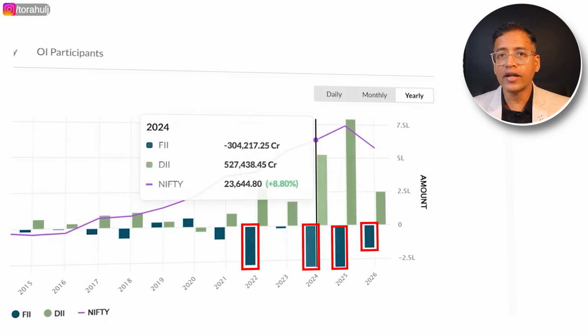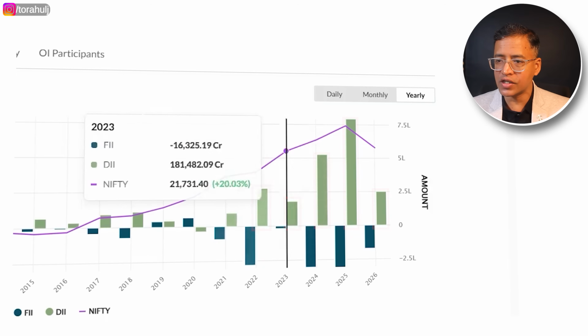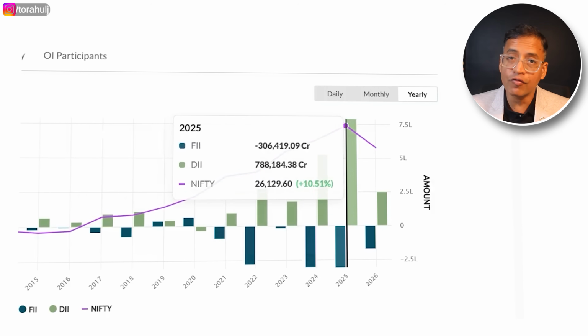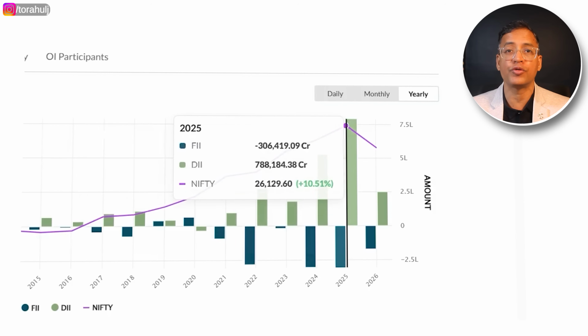Why has the Indian stock market been resilient? Because of the DII flow. Can you see the green bars here? Because of huge SIP flows, the markets have not crashed. Otherwise, we would have been in a difficult position, right?